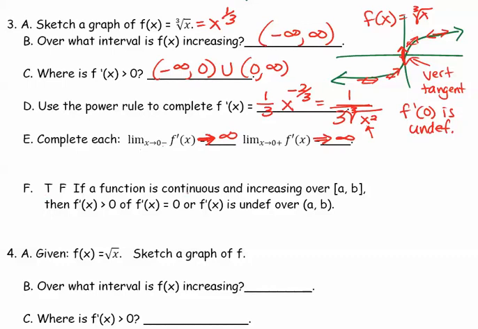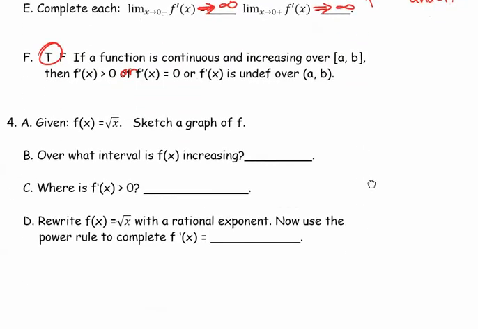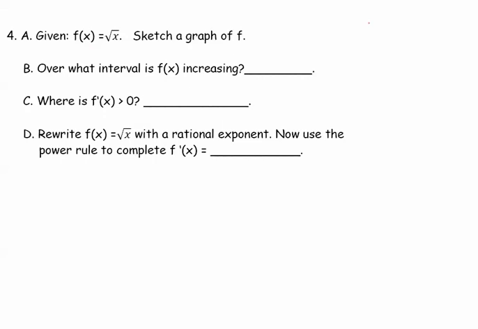If a function is continuous and increasing, then its derivative is greater than 0. This should say or. Its derivative is greater than 0, or its derivative is 0, or its derivative is undefined. So those are our 3 cases. So I think we want to say that this will be true. Those are the 3 possibilities if a function is continuous and increasing. All right, let's go to our next common function, the square root of x.